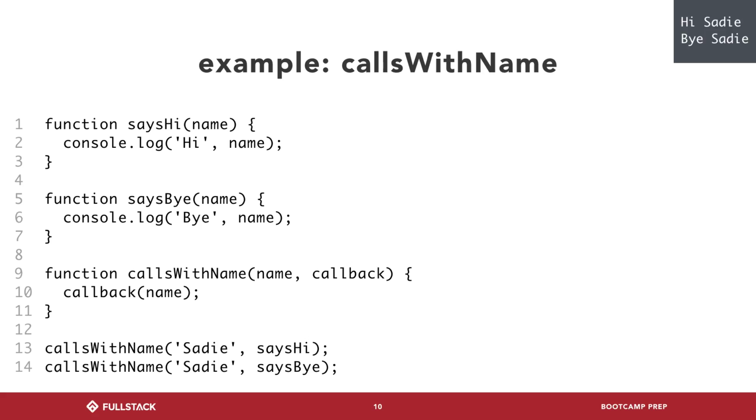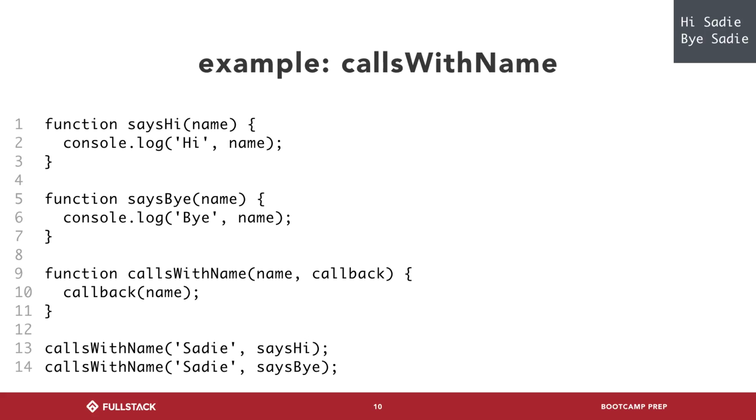Let's go to calls with name. Calls with name takes in two arguments. The first argument is going to be a name. The second argument is something called a callback. And callback is just another word for a function that's being passed into another function. You could use that term if you want. You could not use it, up to you. But when you see the word callback function, it just means this is a function that's being passed into another function, presumably to be used by that other function.